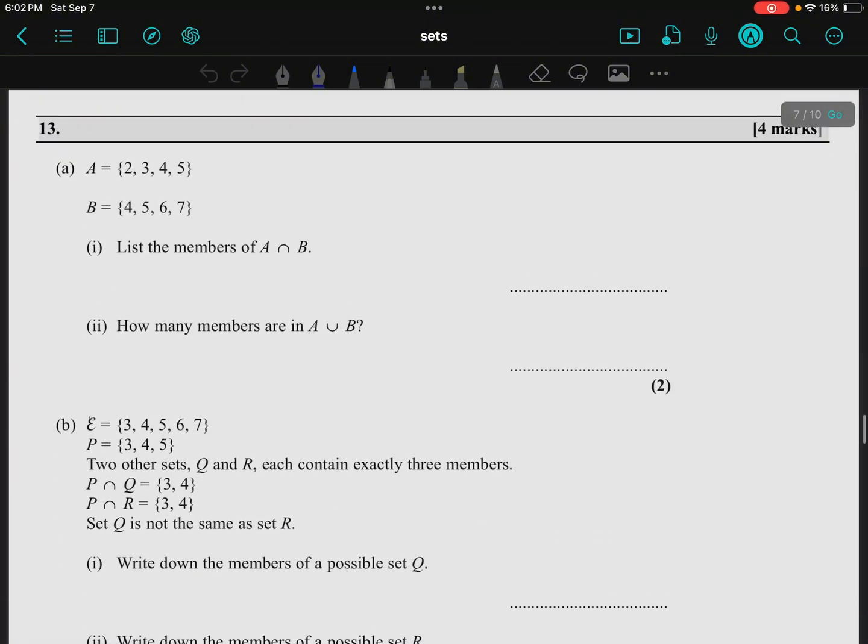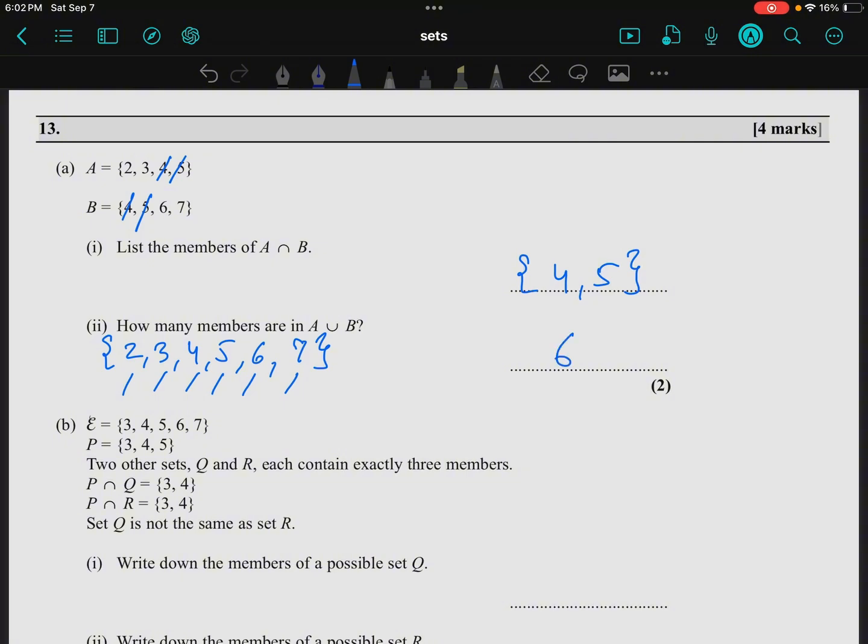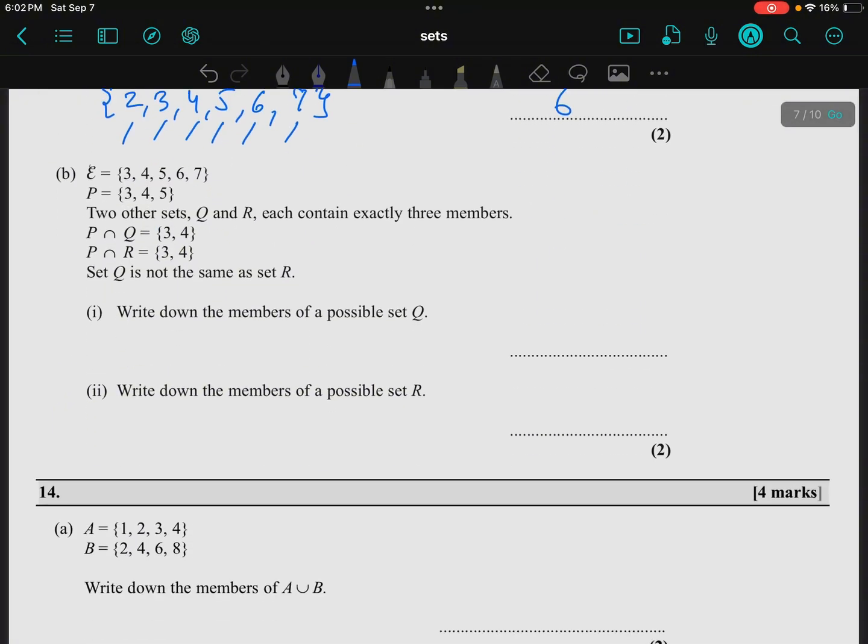Question number 13. Set A is given, set B is given. Then we have to calculate the intersection. Intersection is common. Common is 4, 5. So that means 4, 5. Then in part B, they are asking how many members are there in A union B. First of all, find A union B. It is 2, 3, 4, 5, 6, 7. So how many members? 1, 2, 3, 4, 5, 6. 6 members are there.